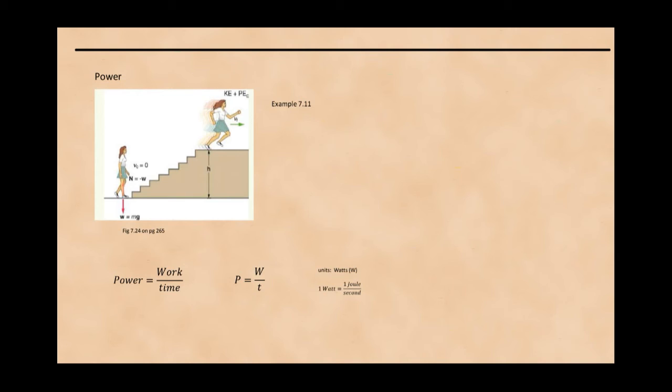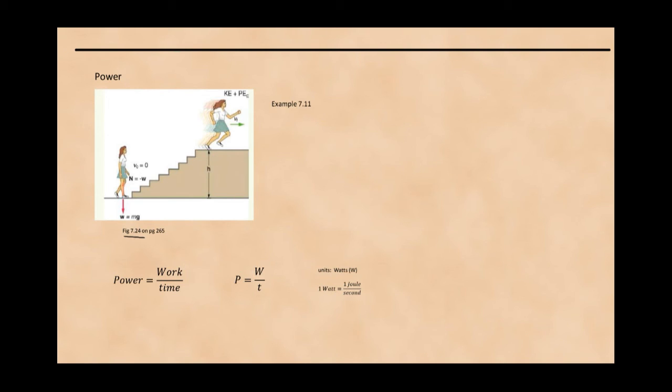Coming back to the idea of power, let's take a look at figure 7.24 from page 265 out of your textbook. This is a figure that's used in example 7.11, which is analyzing the problem of a girl running upstairs. She starts with an initial velocity of 0 and ends with a final velocity that is non-zero. But I want to look at this in a slightly different context.